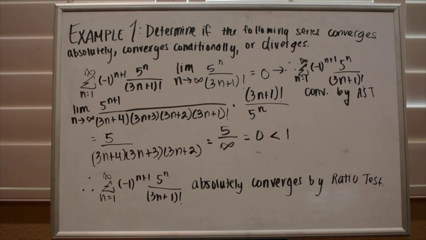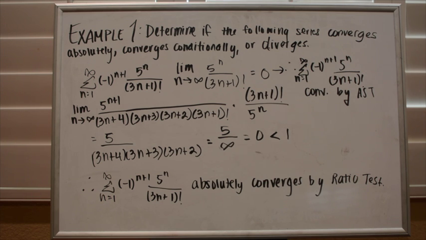So now I'm going to be taking you through an example. This example asks you to determine if the following series absolutely converges, conditionally converges, or diverges. So this is what the series is. It's -1 to the n plus 1 times 5 to the n over 3n plus 1 factorial. So because this is an alternating series, we can use the alternating series test to see whether or not this converges.